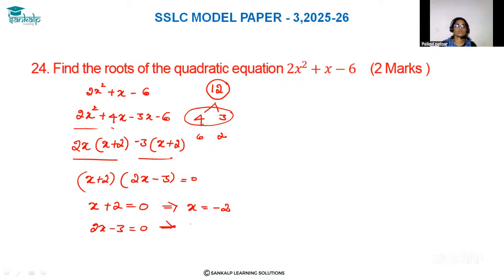So this implies x is equal to 3 by 2. Okay. So the roots of the quadratic equation are x is equal to minus 2 and x is equal to 3 by 2. Thank you.